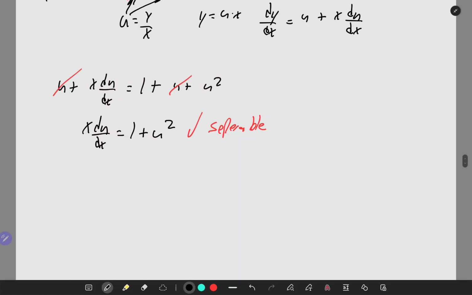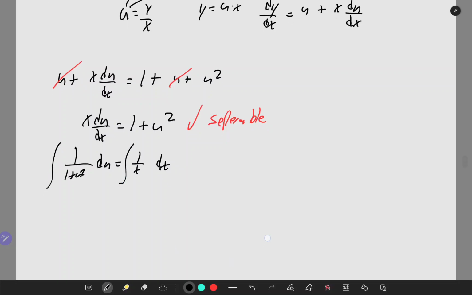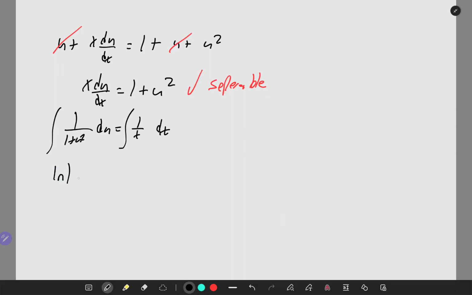We can separate it. So, we'll have 1 over 1 plus u squared times du is equal to 1 over x dx. Right? Now, all that's left to do is integrate both sides. This is the natural log of 1 plus u squared is equal to the natural log of x. And just remember, we had the plus c1 plus c2. This will leave us with plus c when we combine the constants.